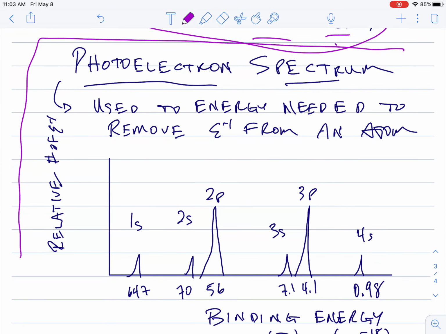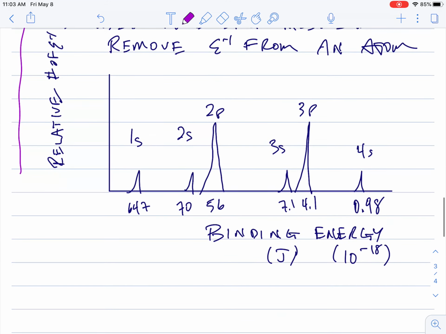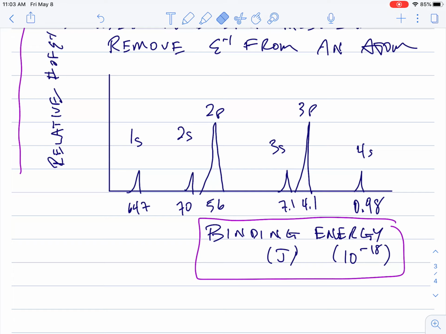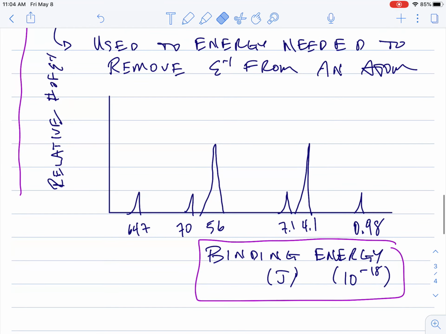So it's called the photon electron spectrum. What this does is talk about how much energy it takes to remove electrons. Typically what you're given is a graph like this. I'm going to make this go away because I don't want you to think those are going to be written on there.